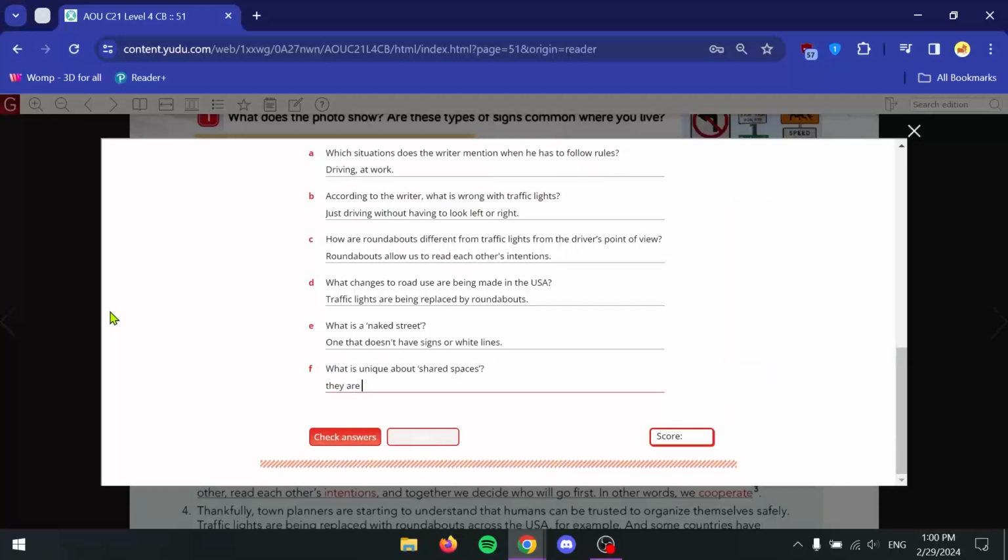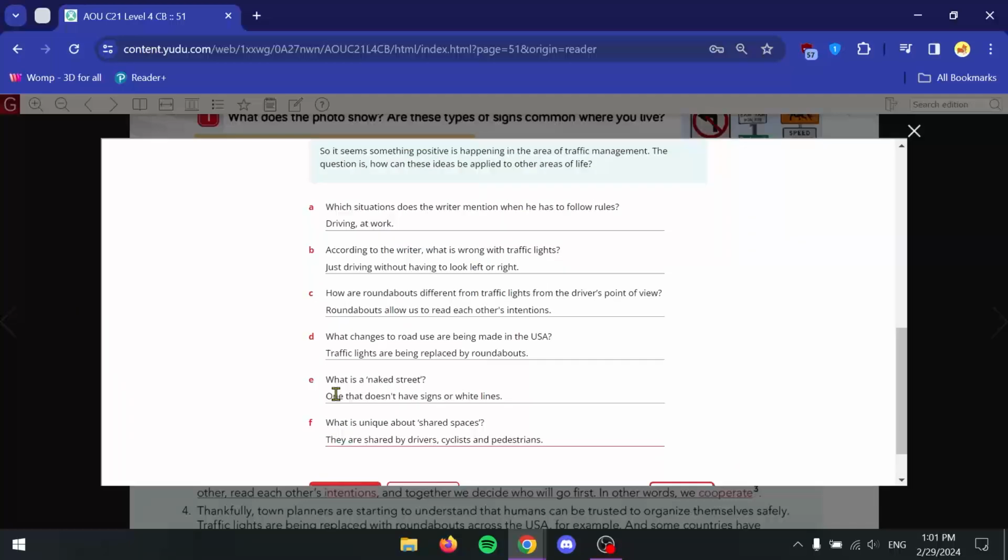We can say they are, let me actually put that in capital. They are shared by drivers, cyclists, and pedestrians.